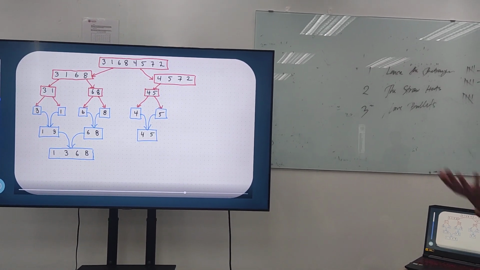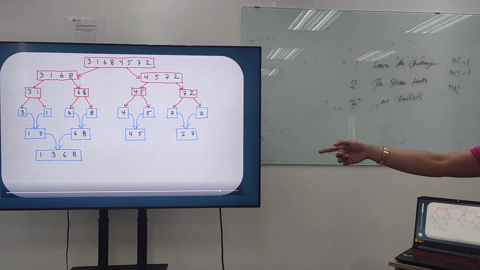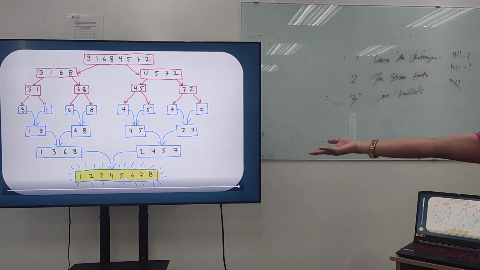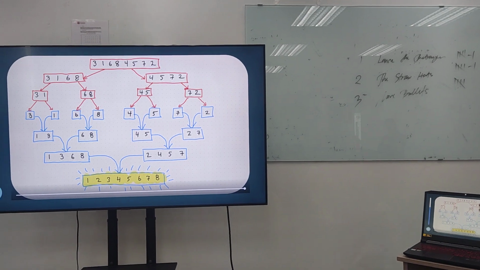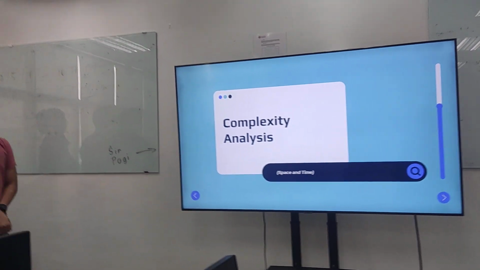So as what Nathan has explained earlier, as you can see, the arrays would split and then it sorts itself into a bigger array. Now, we have our complexity analysis for MergeSort.